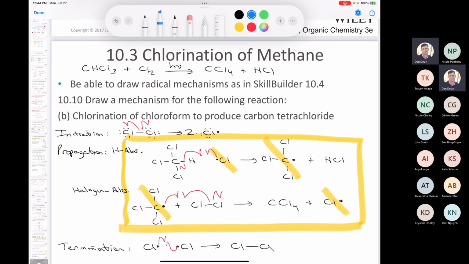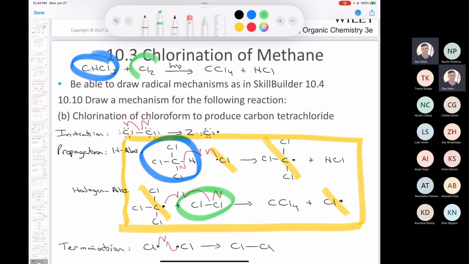Look, we end up with CHCl3 plus Cl2 gives you CCl4 plus HCl. We end up with the net reaction. So the sum of your propagation steps should be the overall reaction, and that is the whole mechanism.